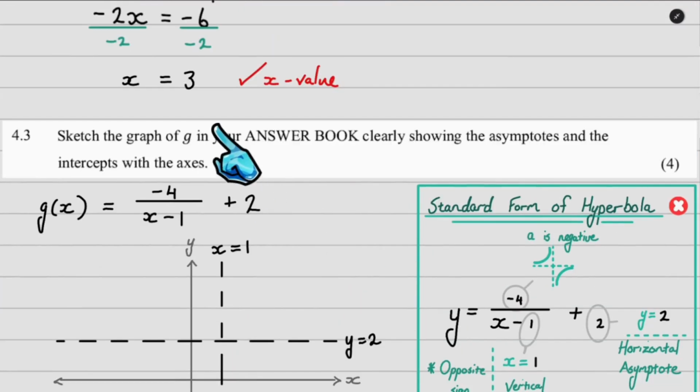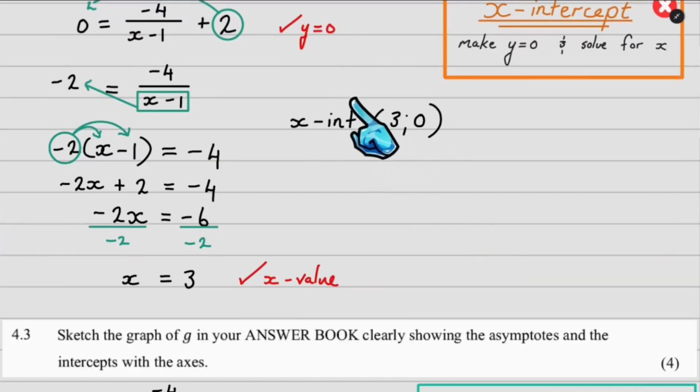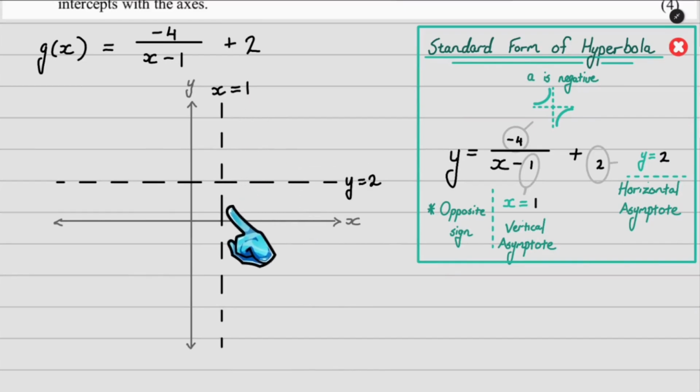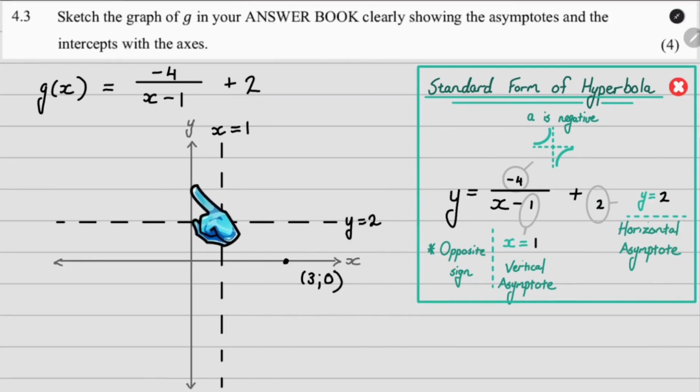So let's plot our x-intercept that we got earlier. This 3 and 0 will lie somewhere on the right of this line, so I'm going to plop it over there. Again, I don't know what the y-intercept is. I know it's going to be somewhere here, but I don't know what it is. So you've got to work it out quickly because we've clearly got to show it.